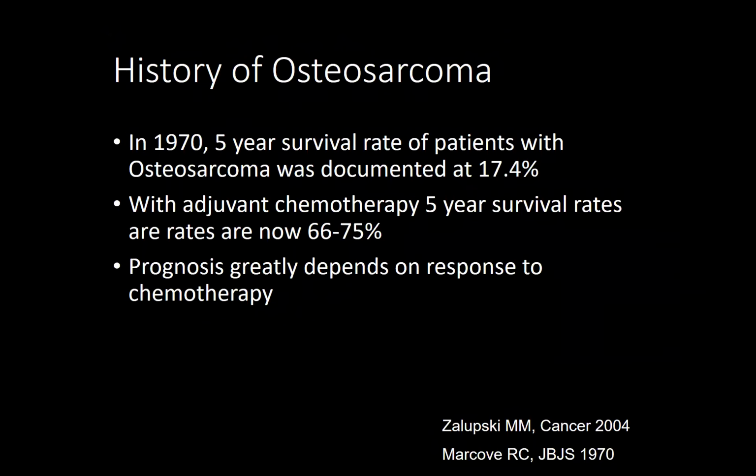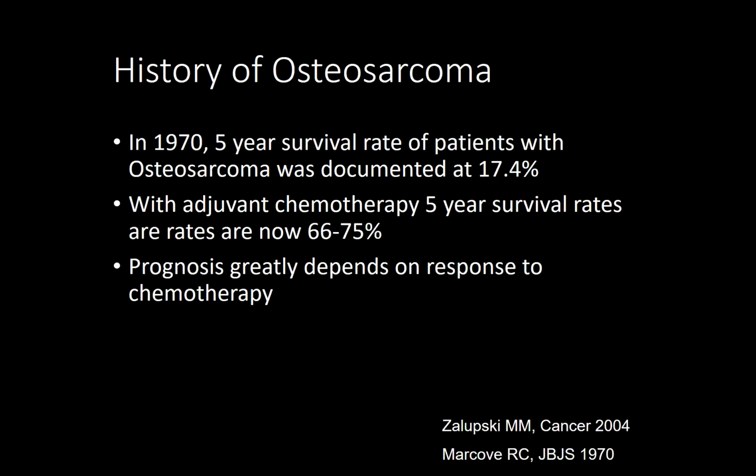So before patients got chemotherapy, the survival rates for osteosarcoma were abysmal, right? So in the 70s, 20% of the kids, and these were kids that were all getting amputations, 20% of them survived 5 years. With chemotherapy, those survival rates are now in the 70s for 5-year survival rates.